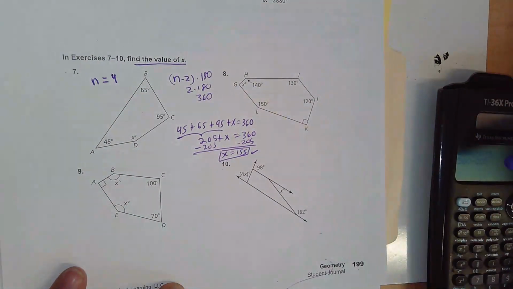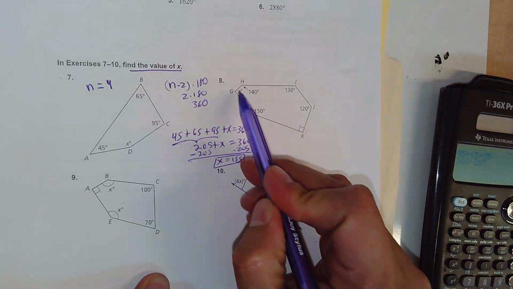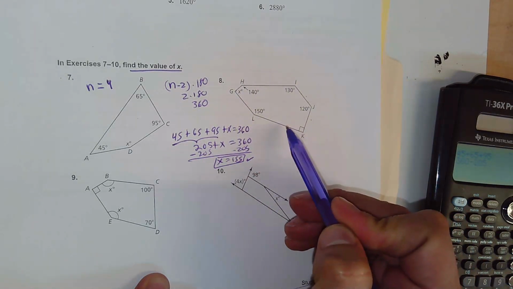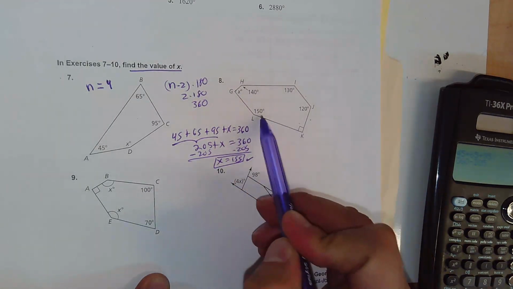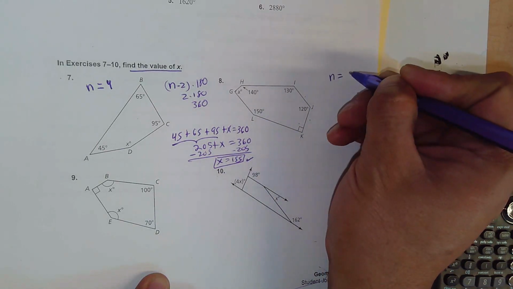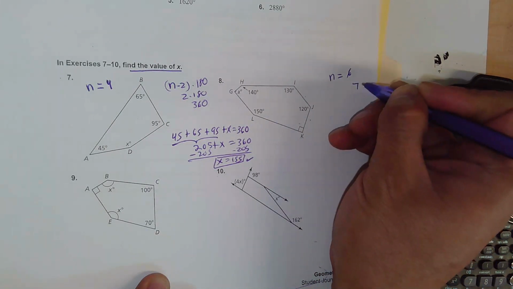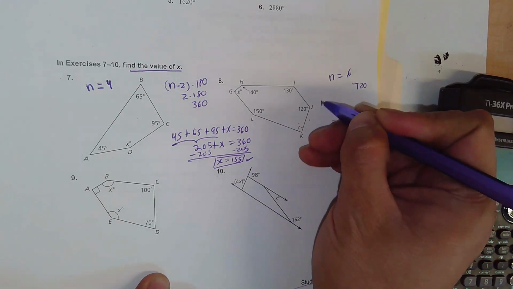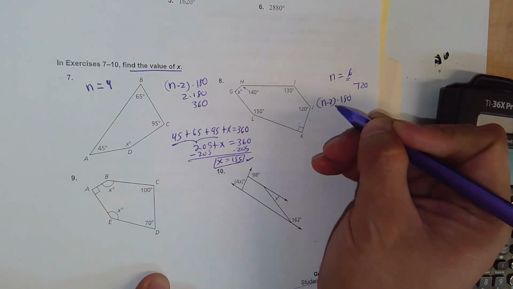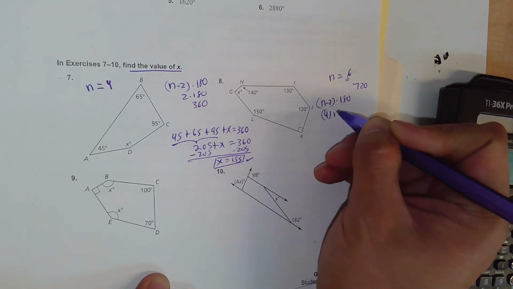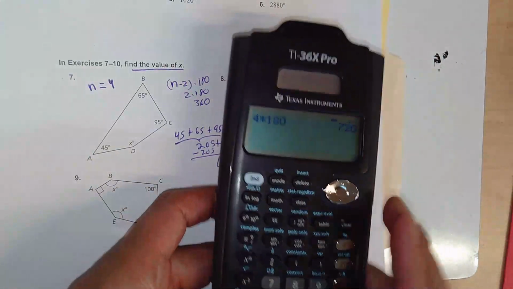Let's do the next question. For this one, we have a 1, 2, 3, 4, 5, 6. Or we can count the angles too. 1, 2, 3, 4, 5, 6. So we have 6 angles or 6 sides. That means that the sum of the interior angles is going to be equal to 720. If you don't know how to find that, we can just do this. n minus 2 times 180, where n is the number of sides. n minus 2 is 4, and 4 times 180 is 720. That's how you find it.